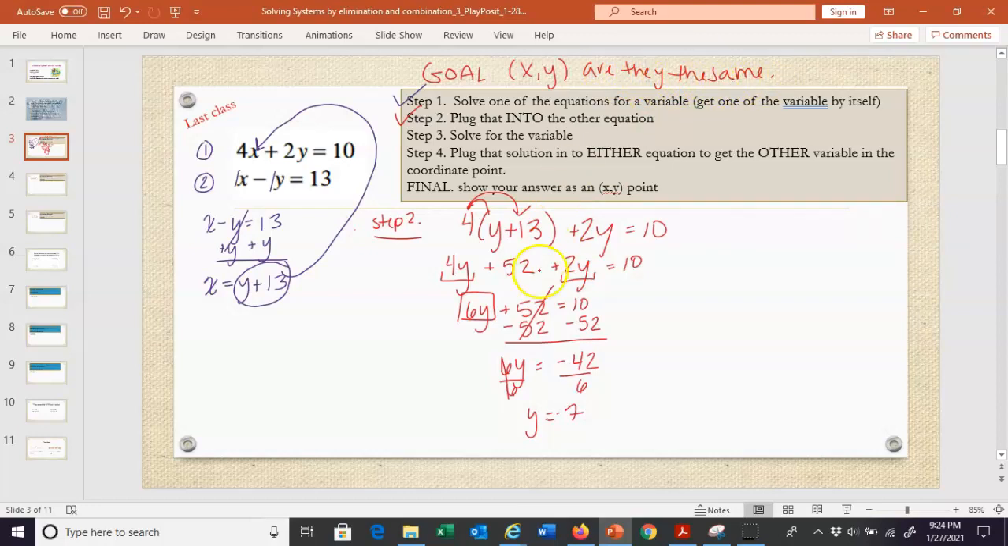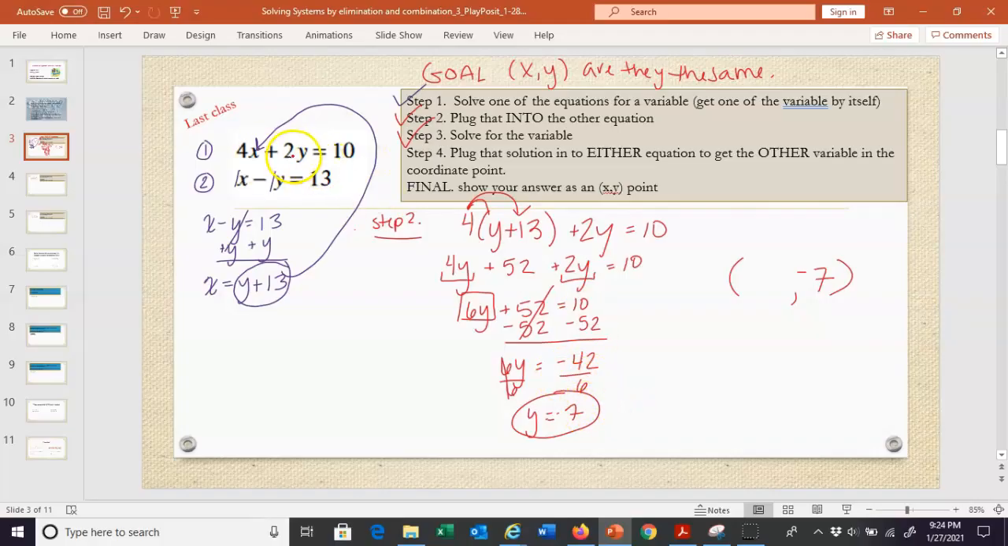So we found it. We found the y value. So we did step 3, we solved for y. Step 4 says plug that into either equation to get x. So remember, we're trying to get an x and a y coordinate. We have the y coordinate, it's -7. Now we can take the y value and plug it in anywhere.